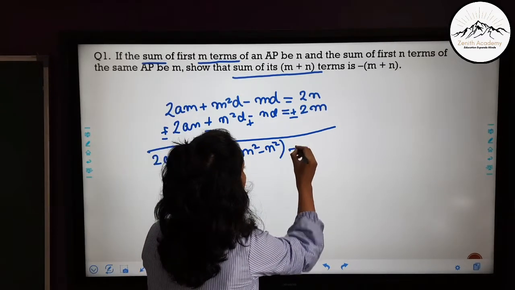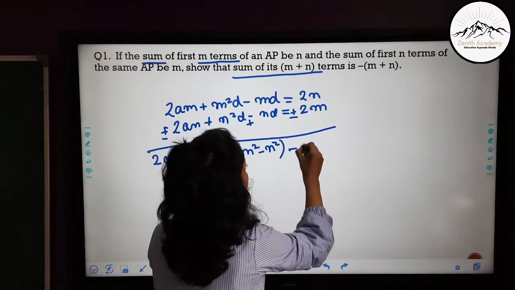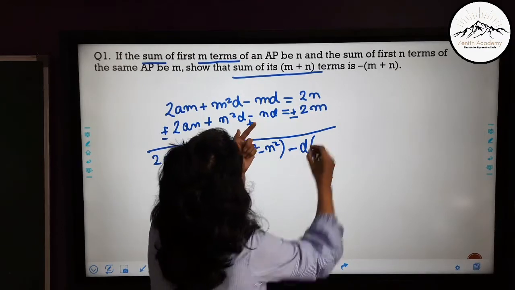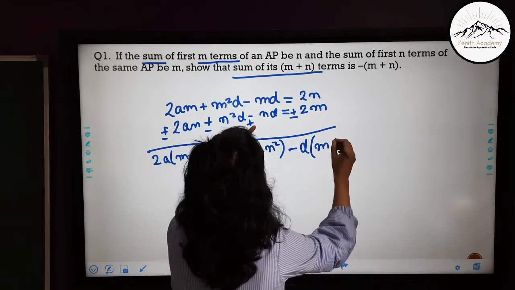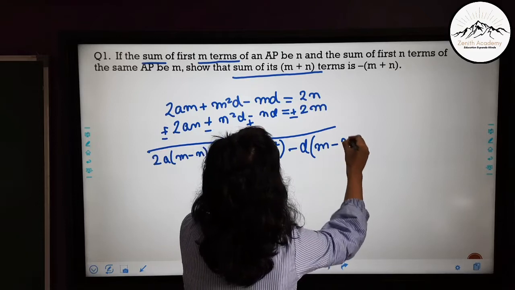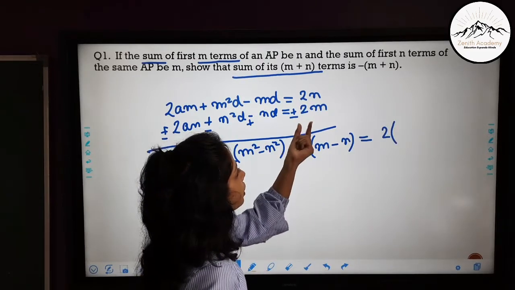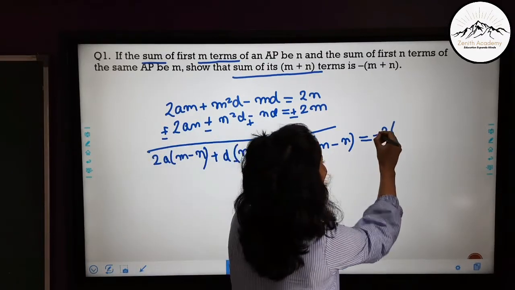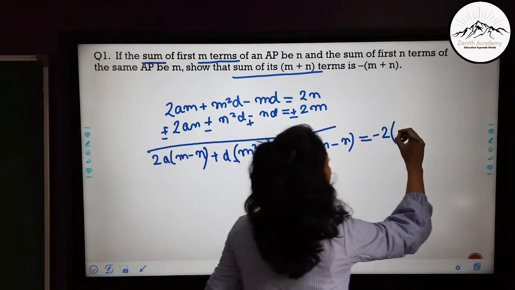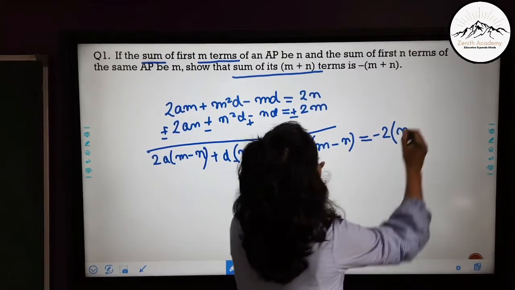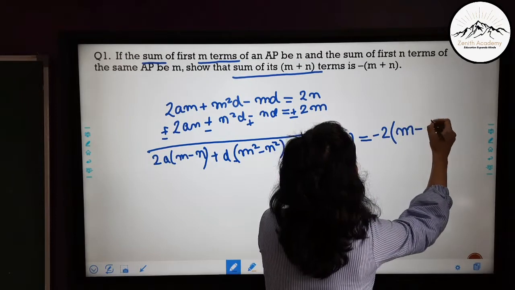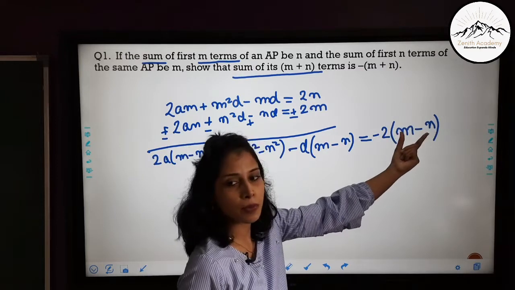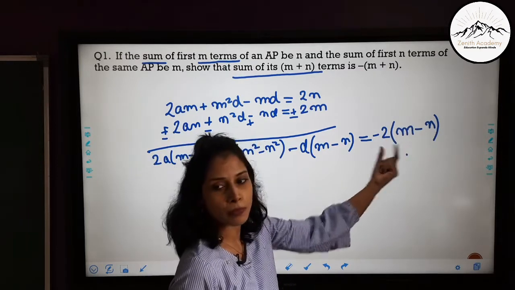Similarly here, if we take minus d common, what we'll get? M minus n. So now here we need m minus n because we have m minus n here. So what we can do, take minus 2 common and take it as m minus n. So when we open the bracket, we'll get plus 2n and minus 2m.